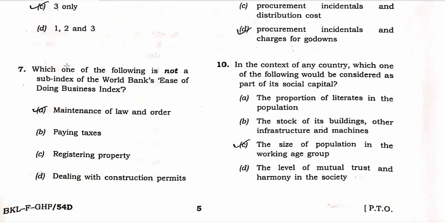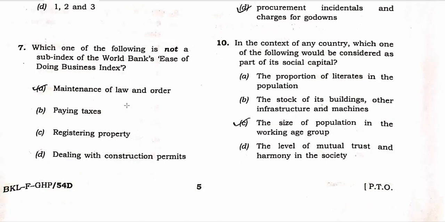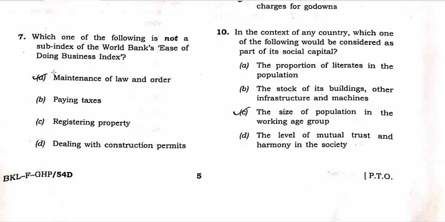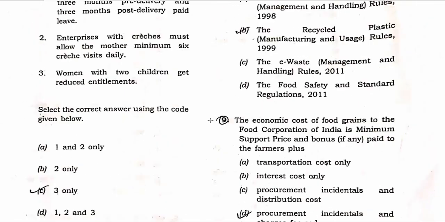Then, which one of the following is not a sub-index of the World Bank's Ease of Doing Business Index? If you have seen the sub-indices, it was very clear that the index does not have maintenance of law and order. If you have read and seen the sub-indices, then without any further thought, within 5 seconds you would have reached your answer, and that answer is A, the 7th question.